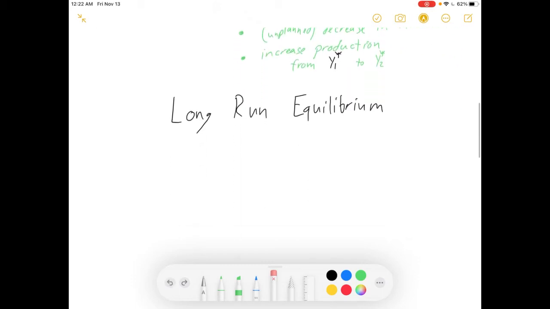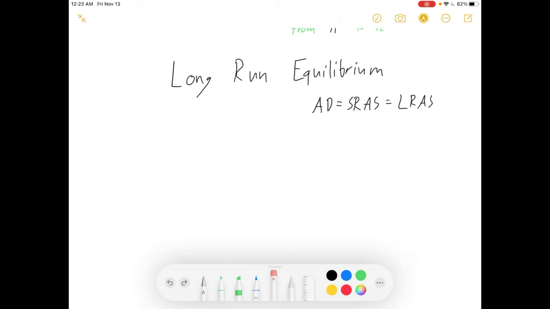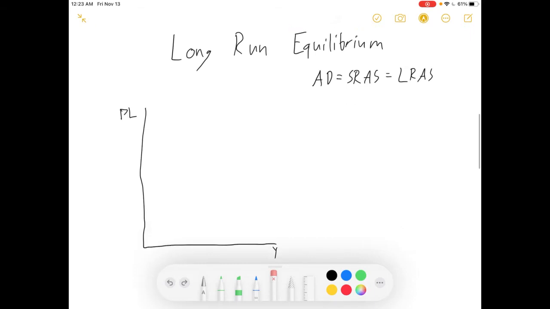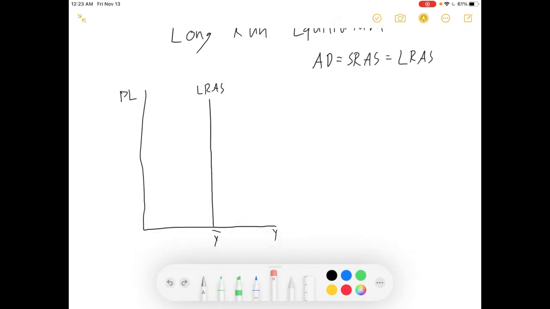Now let's talk about long-run equilibrium. Long-run equilibrium is when aggregate demand equals short-run aggregate supply equals long-run aggregate supply. So if you look at it on a graph, there's your long-run aggregate supply at potential GDP, there's the short-run aggregate supply, and there's the aggregate demand curve. We are in long-run equilibrium if the x of our short-run equilibrium is on the long-run supply curve. So y star is in the same place as potential output. This dot here in the middle is the sweet spot.